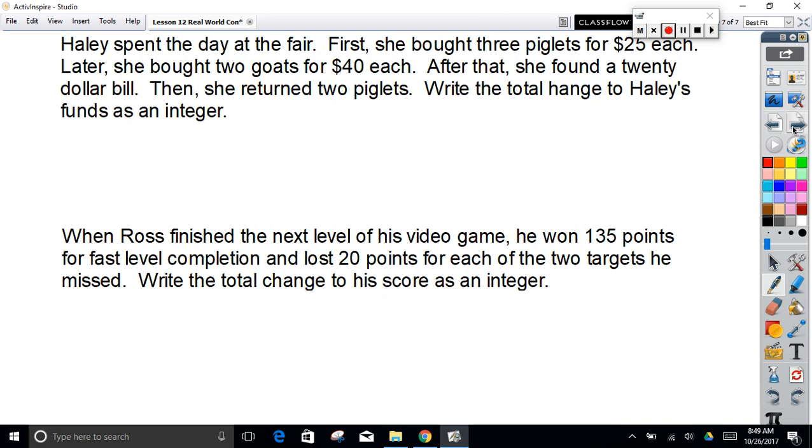Write the total change, that should say change. Write the total change to Haley's funds as an integer. Okay, so I want you to figure out how much Haley's funds are going to change by. And I also want you to attempt to write a nice long equation that you could use to find the answer. What do you mean by the funds as an integer? As an integer, so as a positive or negative whole number.